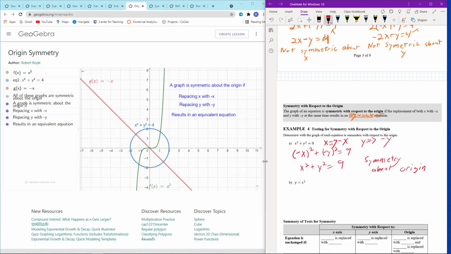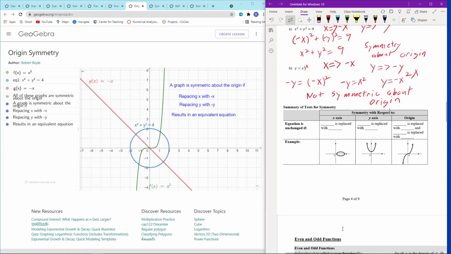Okay, now for the next one we have y is equal to x squared. You can look at that and you can tell that we have symmetry about the y-axis. But we will not have symmetry about the x-axis. So chances are this will not be symmetric about the origin, but let's just go check and find out. So we're going to replace x with -x. We're going to replace y with -y. And then that gives us -y is equal to (-x) quantity squared. Evaluating that, we will have -y is equal to x squared, or y is equal to -x squared. These are not equivalent equations, so this is not symmetric about the origin.